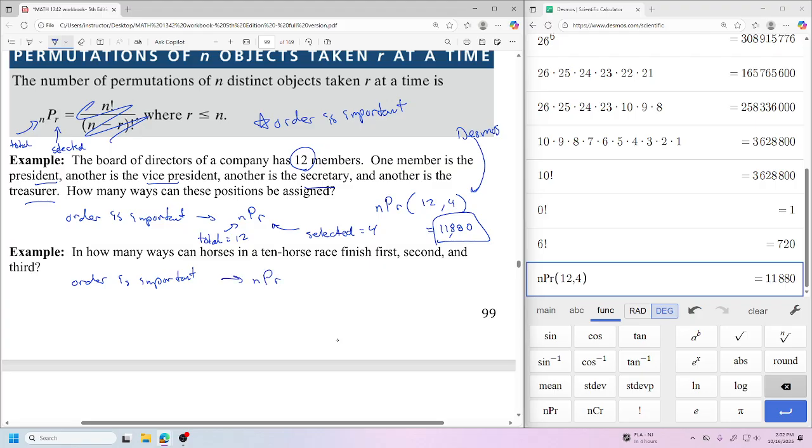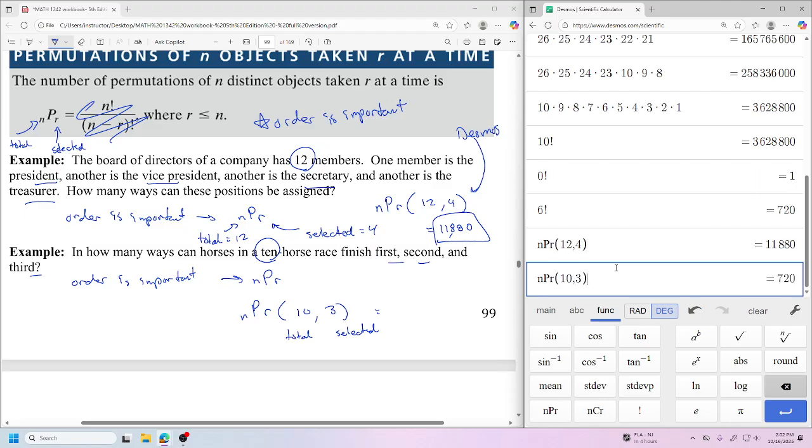So order important, NPR. What would be my total for this? 10. And how many are we selecting in this case? 3, the first, second, and third. Exactly. 10, and then first, second, third. So again, this is my total. This is my selected. Desmos, and we are done with this problem. Cool, huh? Are y'all okay using Desmos for all your problems and worries will go away? It makes it way easier than doing that formula they have. No one wants to do the formula.